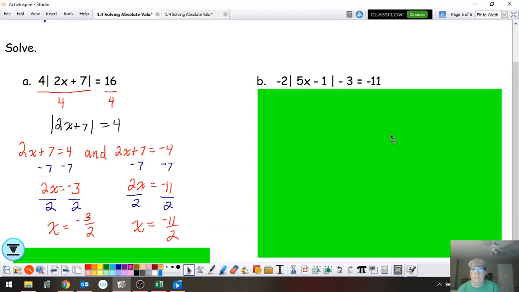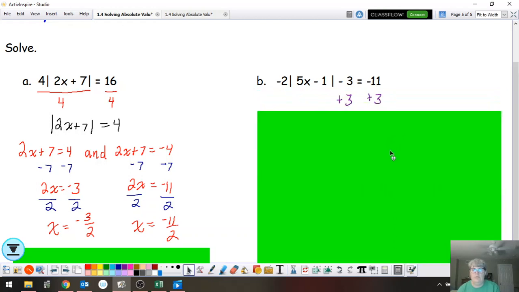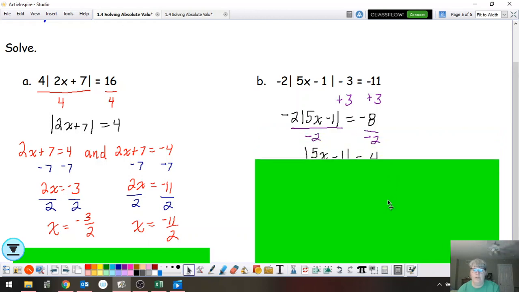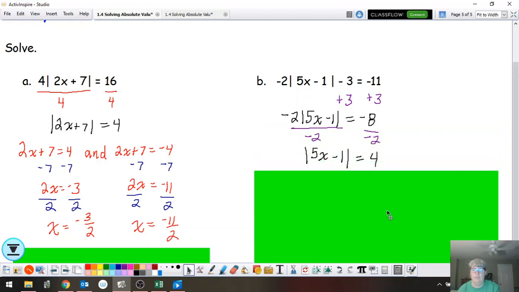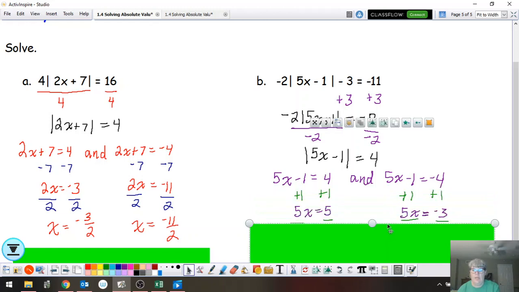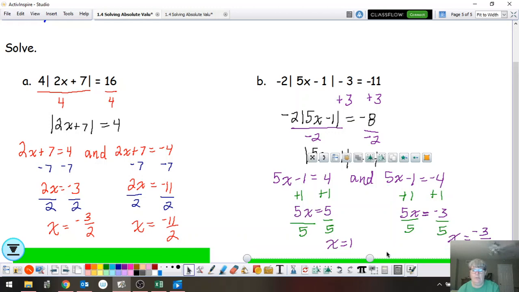For equation B, you would first want to add the 3. You want to undo that subtraction first. So we have negative 2 times the absolute value of 5x minus 1 equals negative 8. Then divide both sides by negative 2 to isolate that absolute value. And when we divide negative 8 by negative 2, we get a positive 4. Therefore, we do have two equations we can solve. Add 1 to each side. Divide both sides by 5, and our solutions are 1 and 3/5.